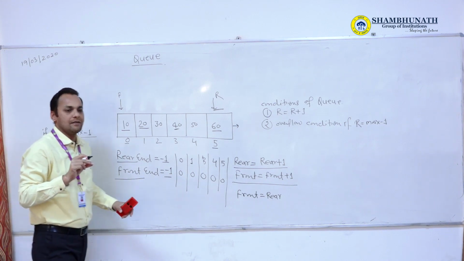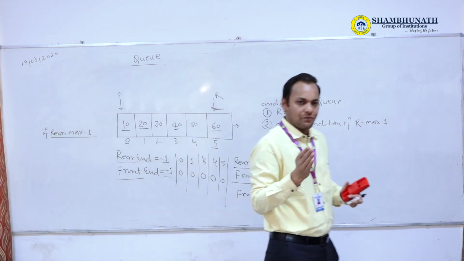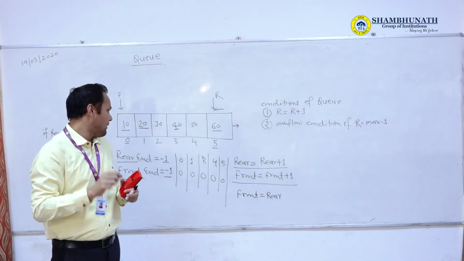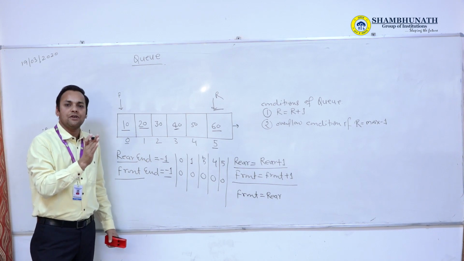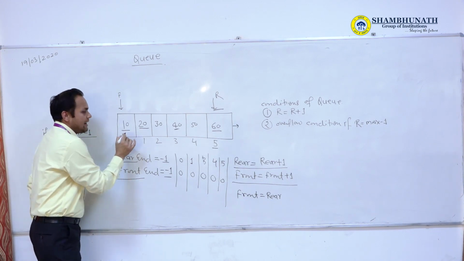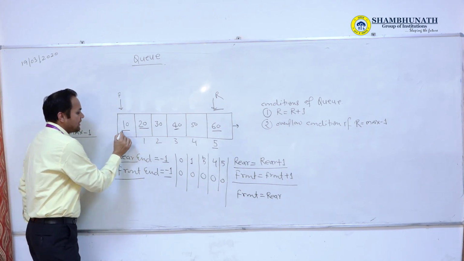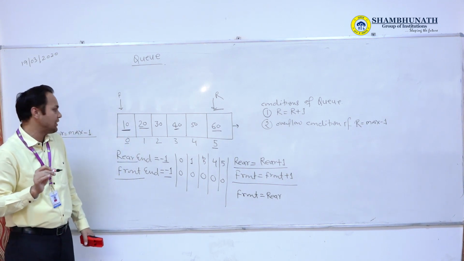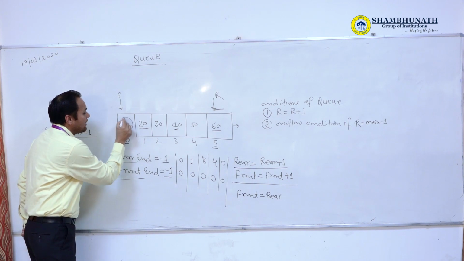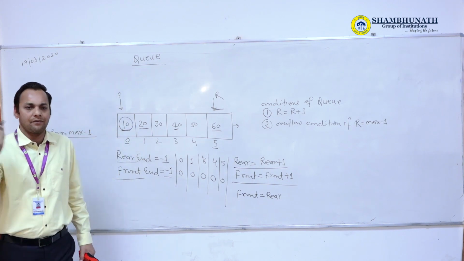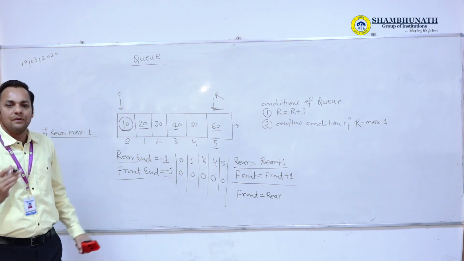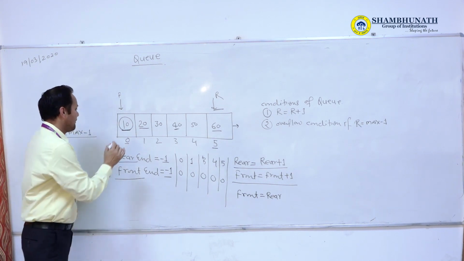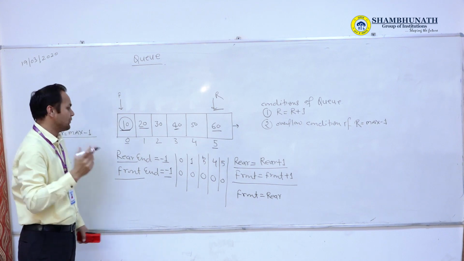I have already discussed the data. The queue works on the FIFO principle. FIFO means first in, first out. The first element inserted in the given queue is 10. If we are deleting an element from the queue, that element is deleted, then the front is changed.